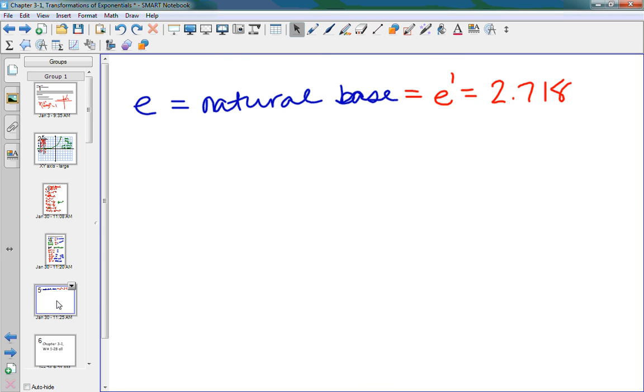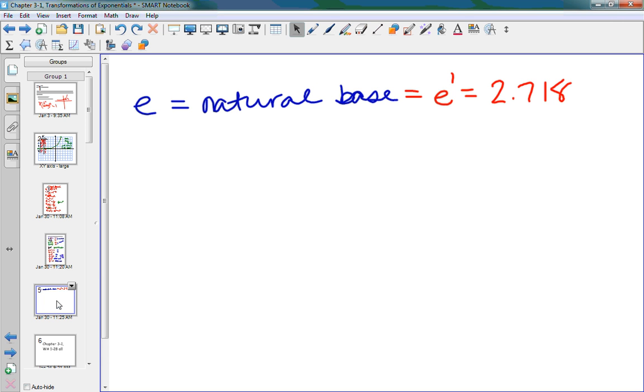Now, we have a base being e, called a natural base. Do you guys remember me talking about e last year? I said it's a number like pi, where pi is 3.14. E is also going to be one of those irrational numbers. It's going to represent 2.718.